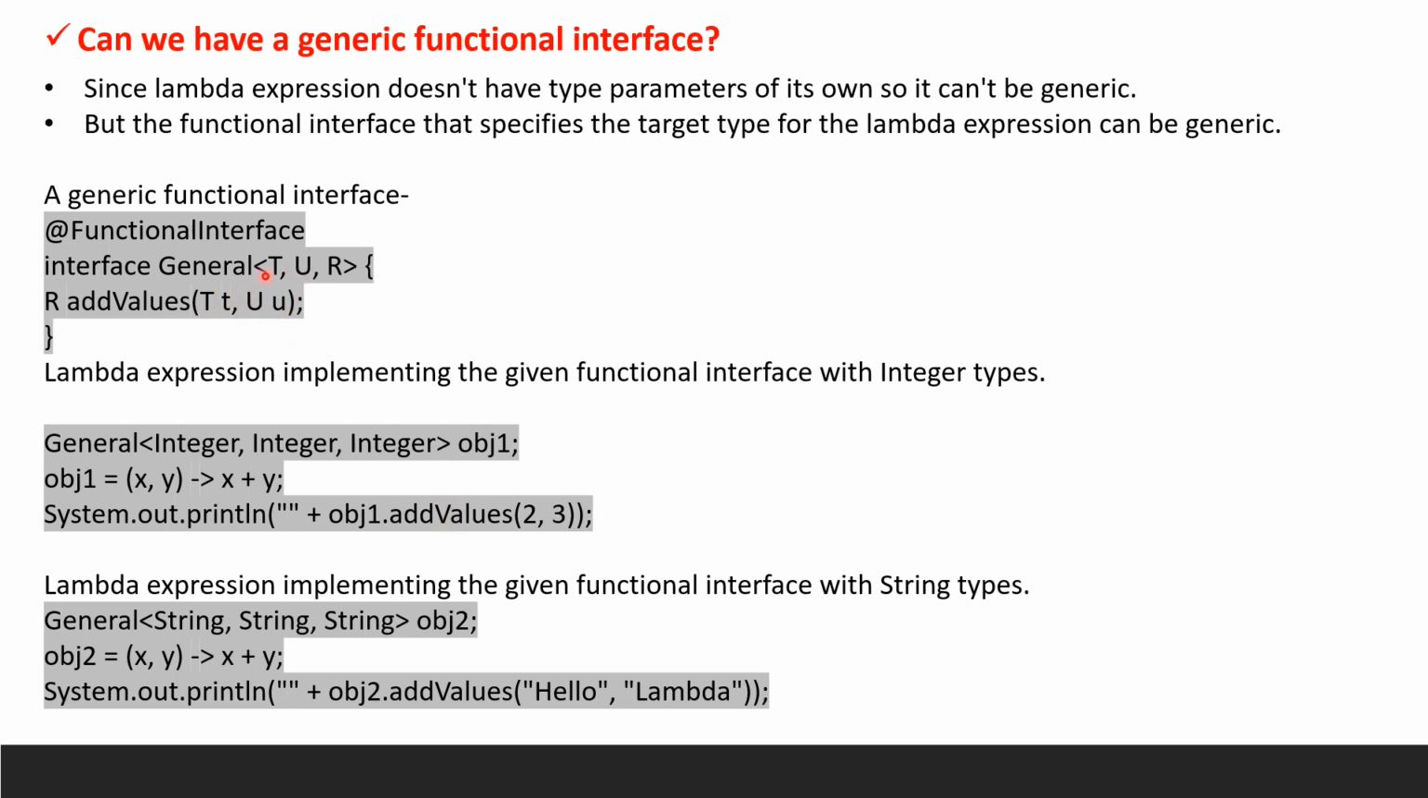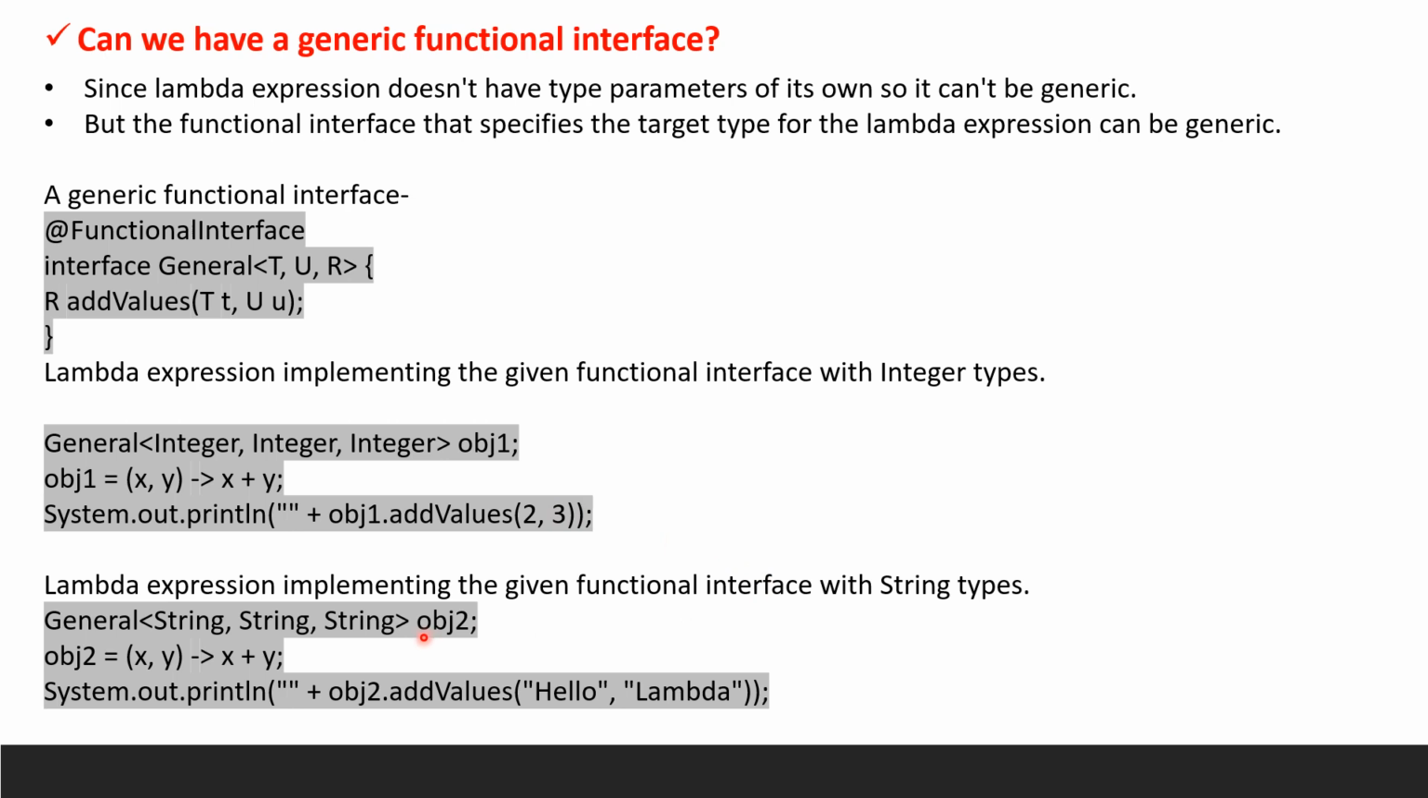We are having two parameters, right? So we are giving 2 comma 3. What it will do, it will add and store the result as an integer only, because we have declared the same data type for the input as well as the target, integer, integer, integer. So obviously it will take the input as integers and give the output also as an integer only.